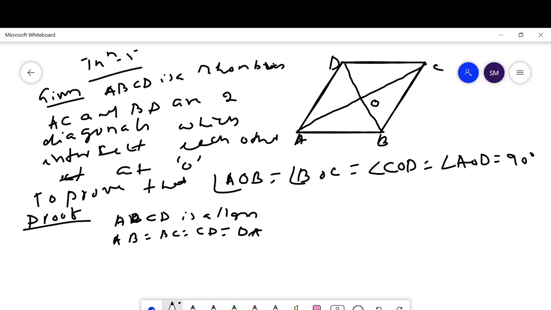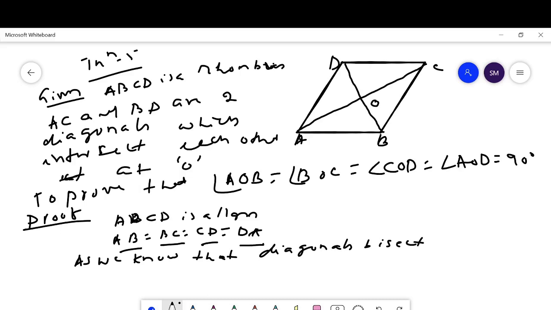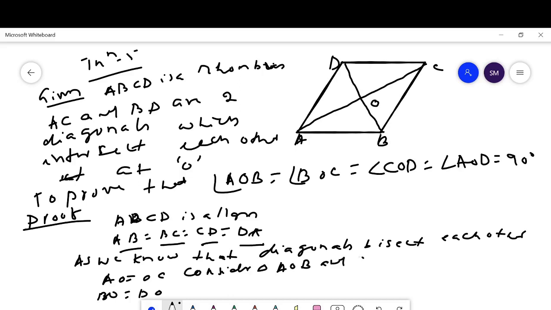As we know that in a parallelogram the diagonals bisect each other, AO is equal to OC and BO is equal to DO. Now consider the triangles AOB and COB.